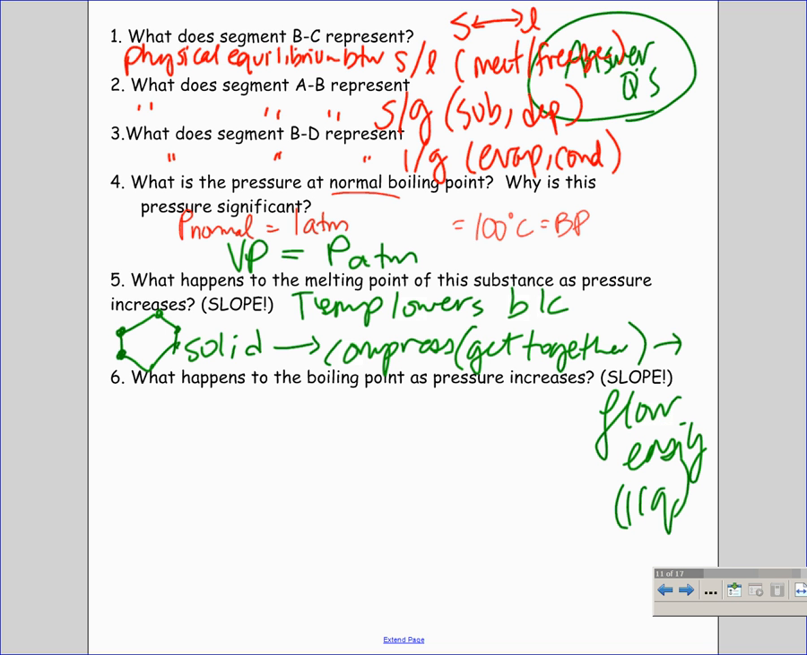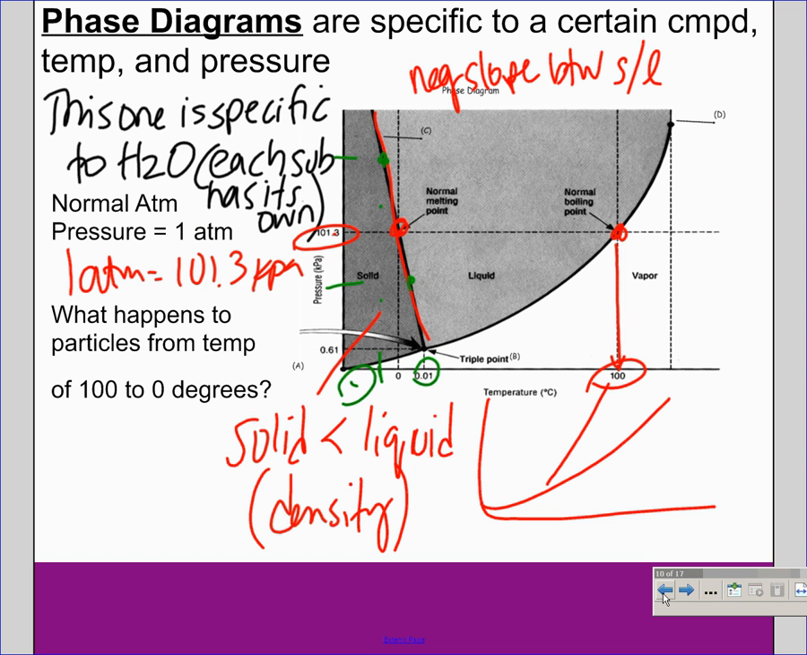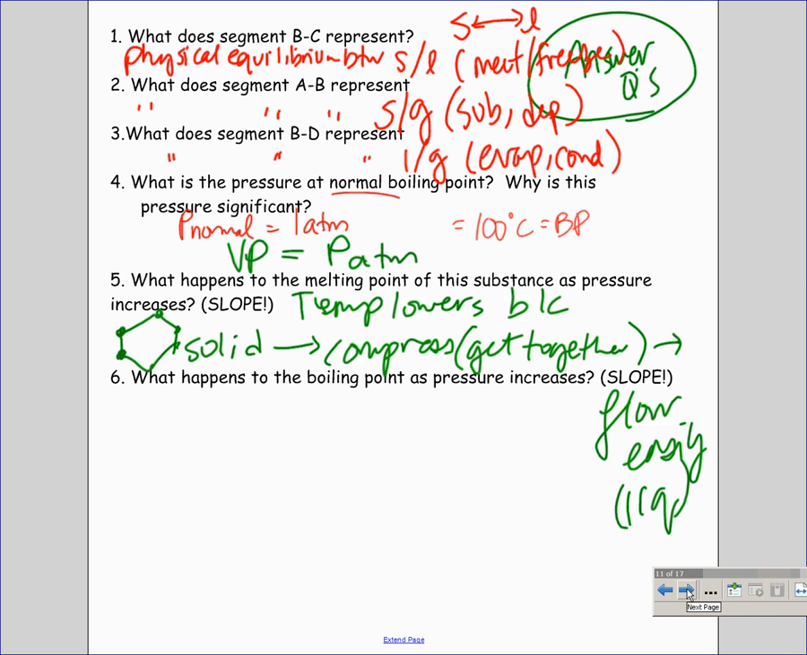What happens to the boiling point as the pressure increases? That one makes sense, right? So this one's also related to the pressure. Increasing pressure causes an increase in boiling point temperature. What are you doing to the liquid when you're increasing pressure? Anytime you increase pressure, you're doing the same thing to molecules. Compressing.